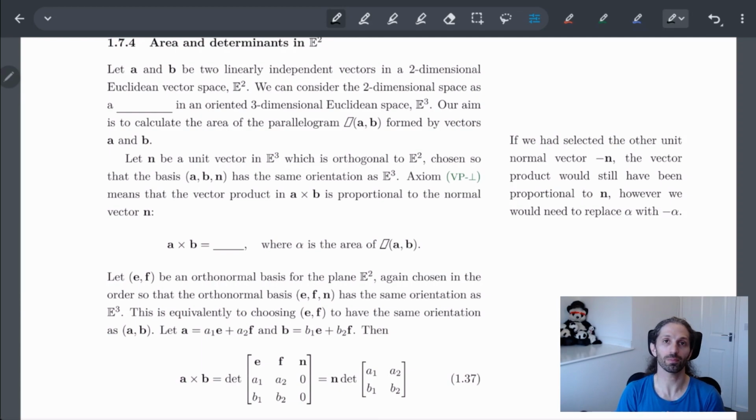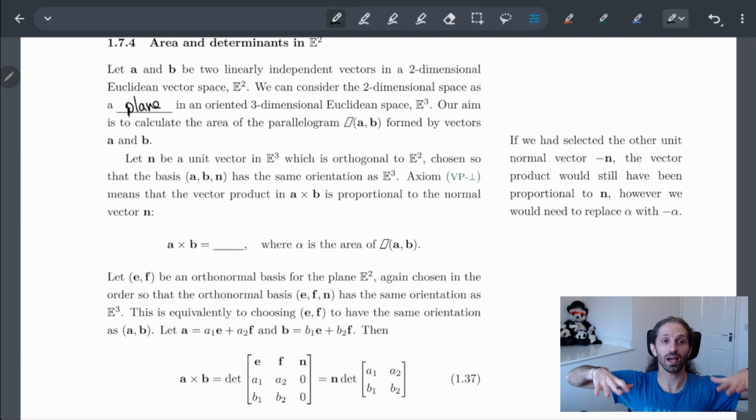Now, if you remember the vector product, we defined everything using 3 dimensions. So how do we go from 3 dimensions down to 2? Well, this is not too hard because we can think of 2 dimensions as being a plane in 3 dimensions. So like we have 3 dimensions, right? We can consider a plane, some flat surface in this 3-dimensional space. So that gives us a plane.